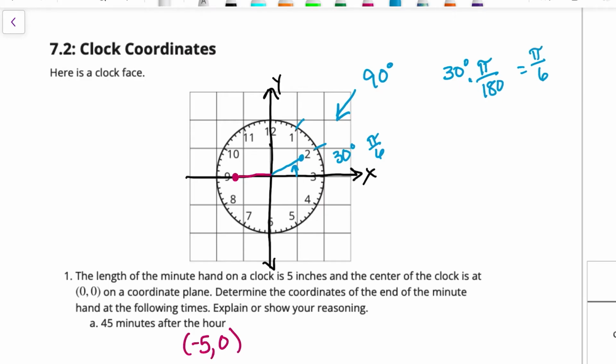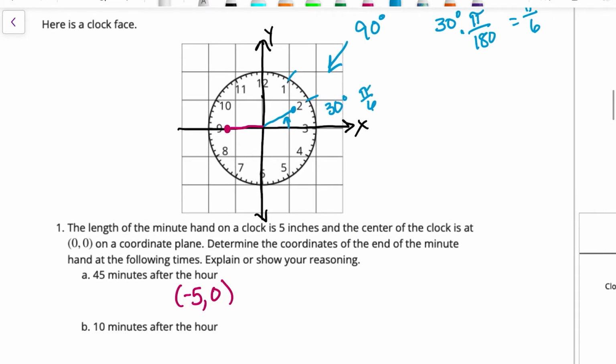Okay, so we are looking at that value would be the cosine of pi over 6. And then, oh, I'm sorry, not cosine. 5 times the cosine, right? Because the length is not 1 unit. The length is 5 units. And then 5 times the sine of pi over 6. And we can find those values by putting them into the calculator if we want.